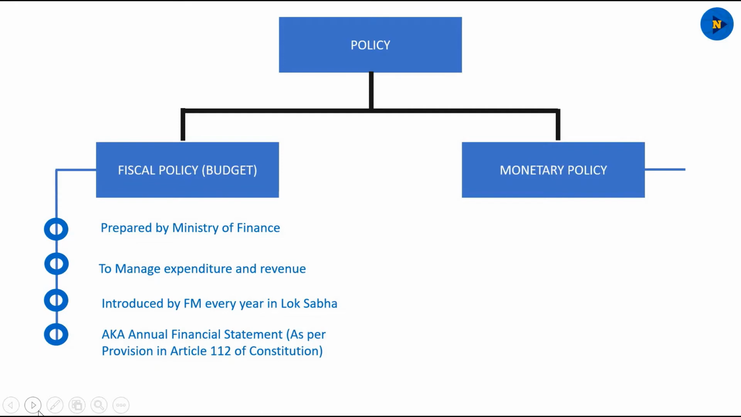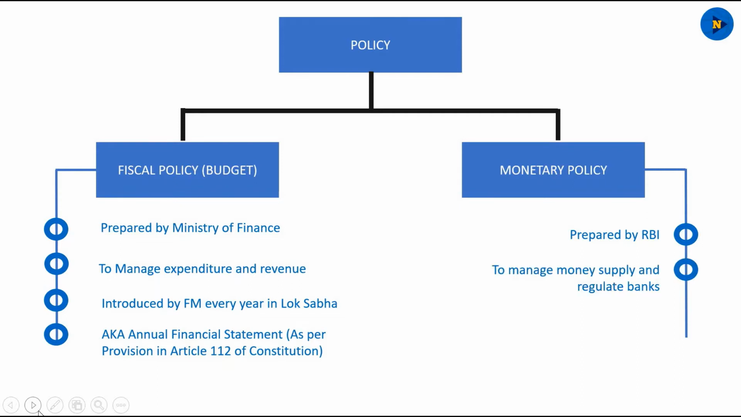So I'll also give you a quick brief about the monetary policy. It's prepared by the Federal Bank of India, or the RBI, Reserve Bank of India. Its purpose is to manage money supply of the country and regulate the banks. And it's released bi-monthly, so either once in 2 months or twice in a month.